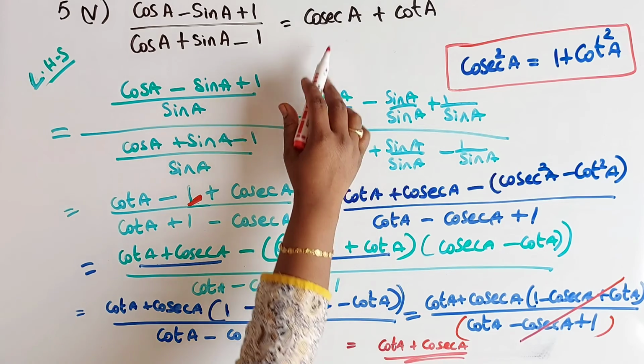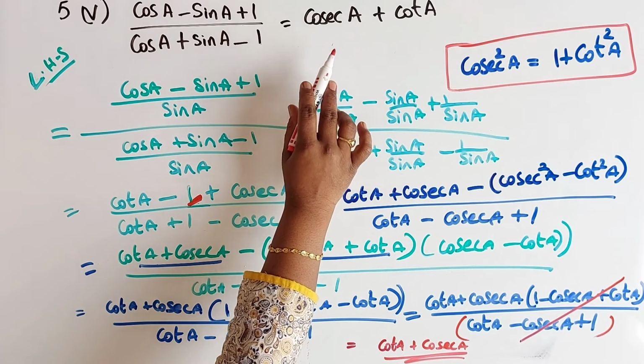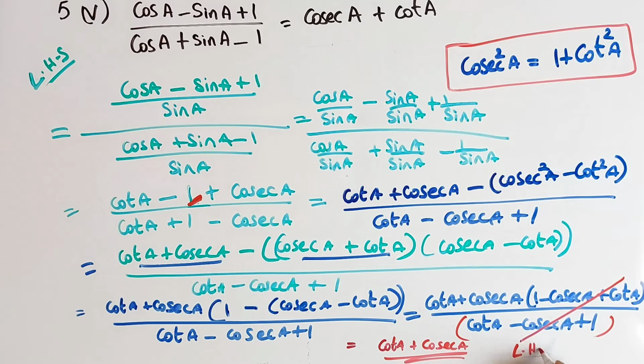Now check our RHS side. This is also cosecant A plus cot A. So LHS equal to RHS. Right children?